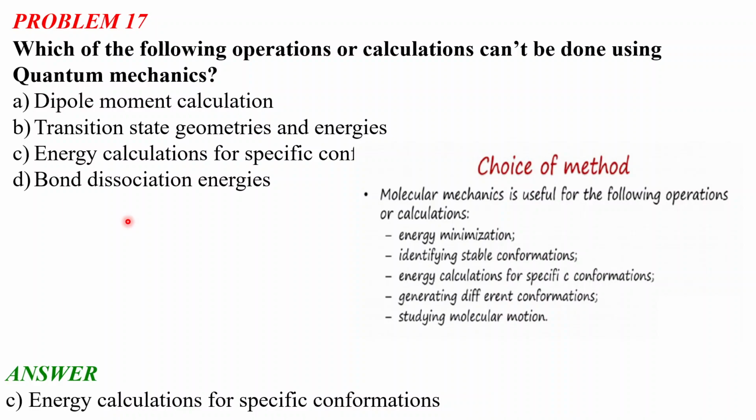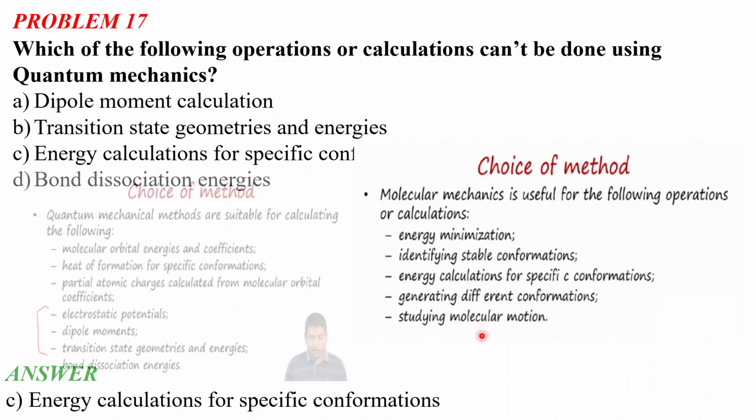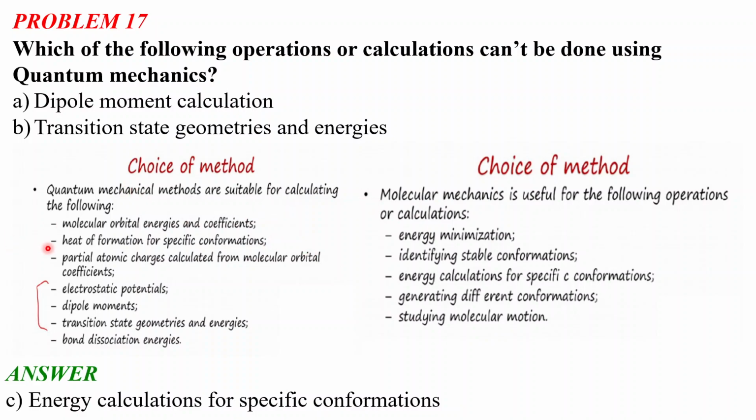So, on the choice of method, molecular mechanics is useful for the following operations: energy minimization, identifying stable conformations, energy calculation of specific conformations, generating different conformations and studying molecular motion. Quantum mechanics methods are suitable for calculating molecular orbital energies and coefficients, heat of formation of specific conformations, partial atomic charges calculated from molecular orbital coefficients, electrostatic potentials, dipole moment, transition state geometries and energies, and bond dissociation energy. These can all be calculated by quantum mechanics, while the others can be calculated using molecular mechanics. So energy calculations of specific conformations cannot be done by quantum mechanics, but can be done using molecular mechanics.